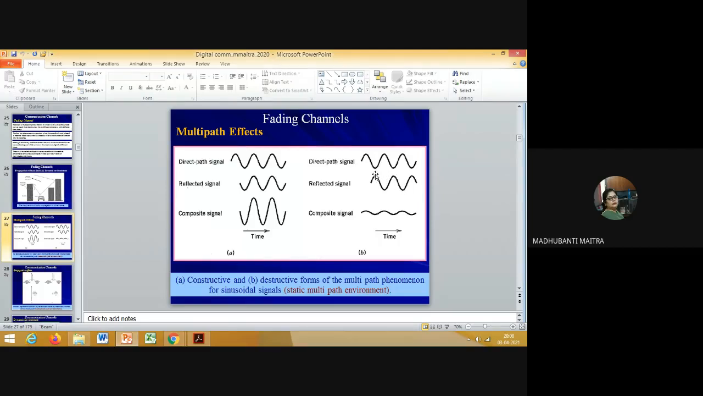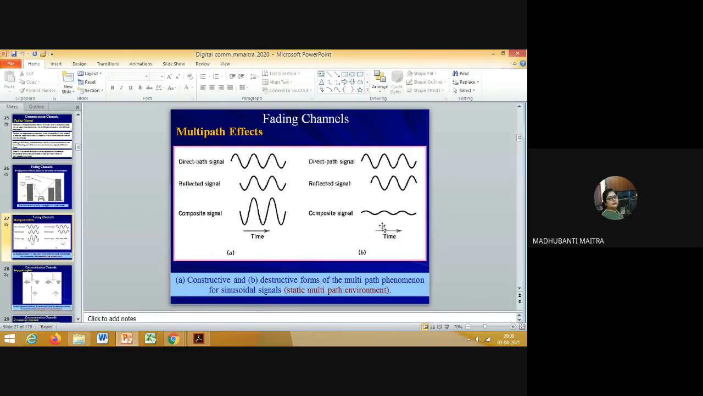And in this particular condition, suppose the mobile unit was at this particular point when the direct path signal and the reflected path signal were like this. Now it has moved to a different point over here, and at this point, these are the natures of the direct path signal and the reflected path signal. Since these two signals are 180 degrees out of phase, the composite signal will be this one. That means one is actually cancelling the effect of the other signal, right?